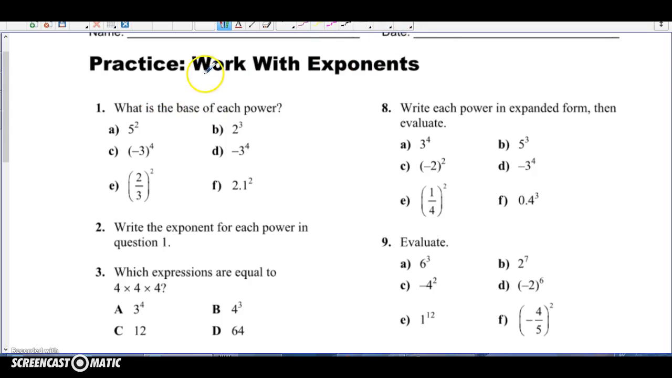And what we're going to do is we're working with exponents. Day 1 of working with exponents. Tomorrow is day 2 of working with exponents. So we look at exponents, and what we have is the base here and the exponent here, or the power. So question 1 and 2 says, what's the base? What's the power? Here's the base.